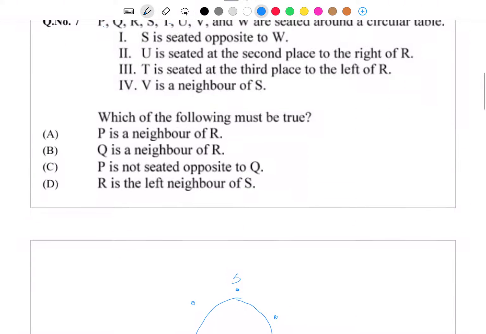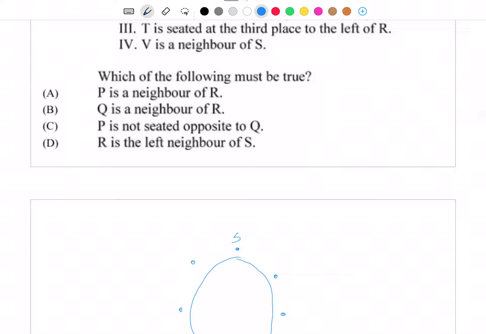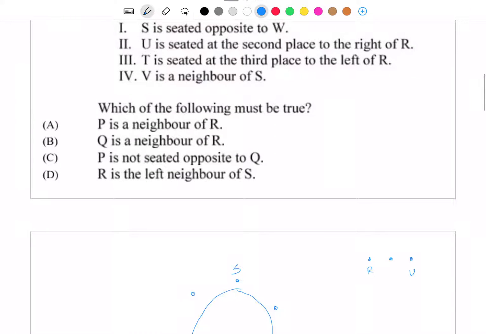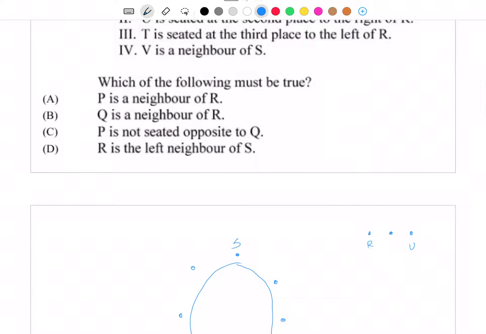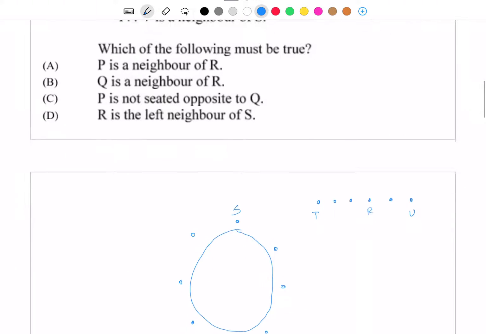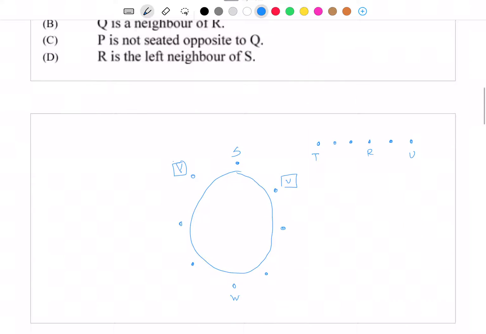The second condition is that U is seated second to the right of R. So let's suppose R is somewhere and, leaving one place to the right, there is U. The third condition is T is third to the left of R. So suppose 1 2 3, T is here. And the last condition is V is a neighbor of S. So V could be here or V could be here. Only two places that V could be.